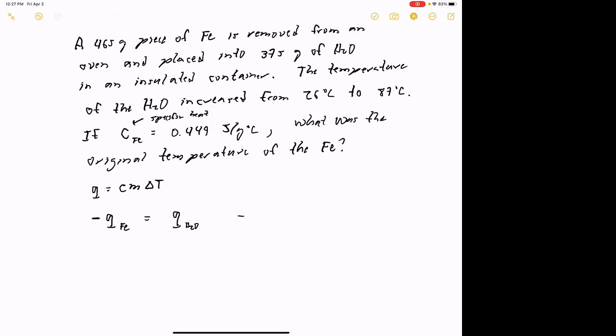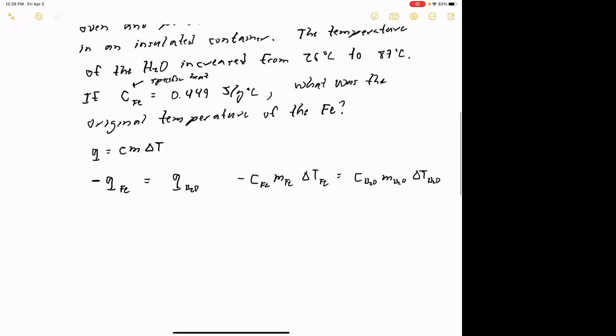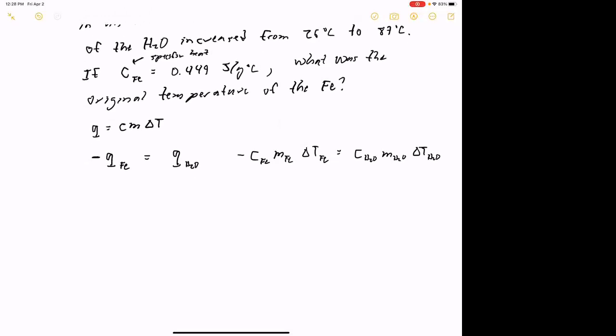I could write minus C_H for the Fe times the mass of the iron times the delta T associated with the iron is going to equal positive C for the water times the mass of the water times the delta T, or change in temperature, experienced by the water. Now I could do one other thing, because what am I trying to get at in the problem? I want to get at the original temperature of the iron. So that's going to be the T initial of the iron.